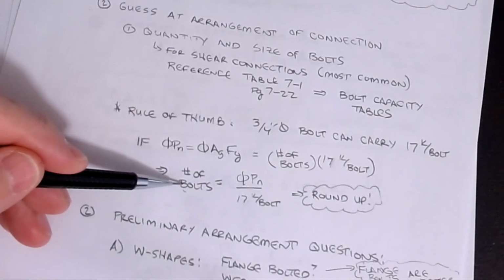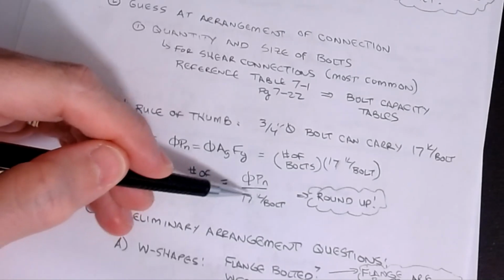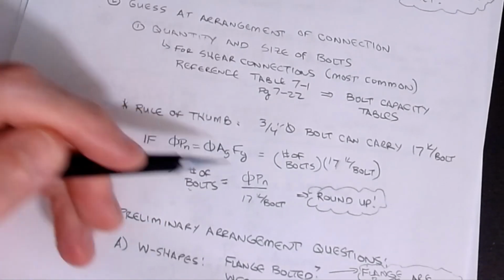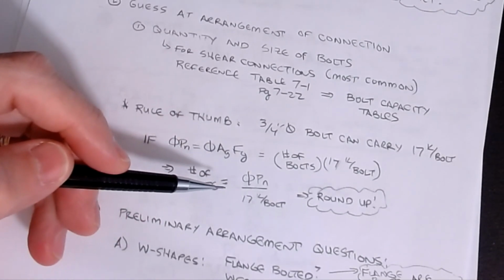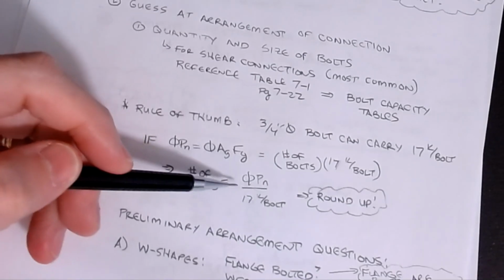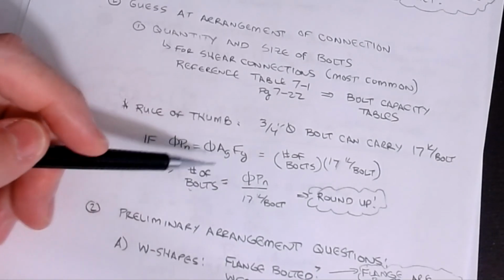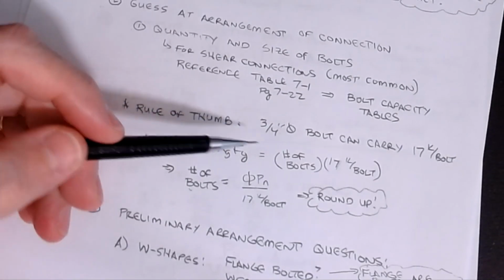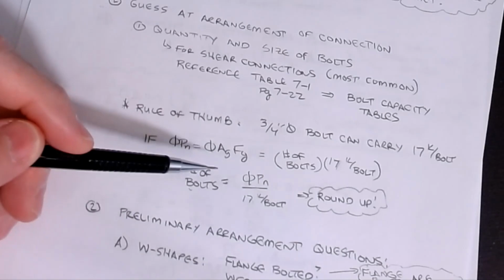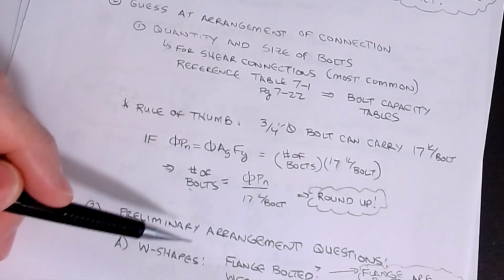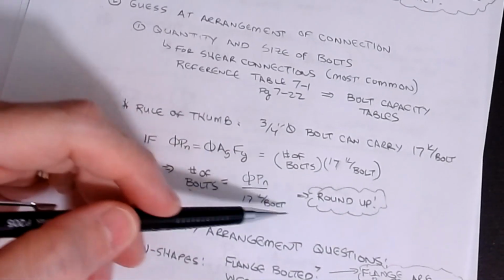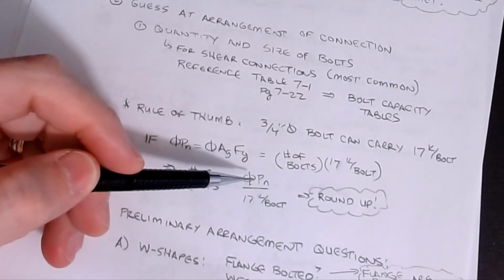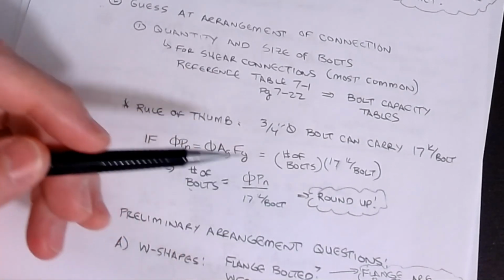Okay, so the number of bolts then is phi PN over 17 kips per bolt. So you'll get a number like 10.2. Obviously you can't have a decimal number of bolts, so at the very least I need to round to 11, but sometimes I'll round up even higher in order to have a pattern that works, say for bolting of flanges on an I-beam, and I'll show you that in an example. There's a little bit of a rule, but at least you have a sense now. Is it 2 bolts or was it 22 bolts that you needed?